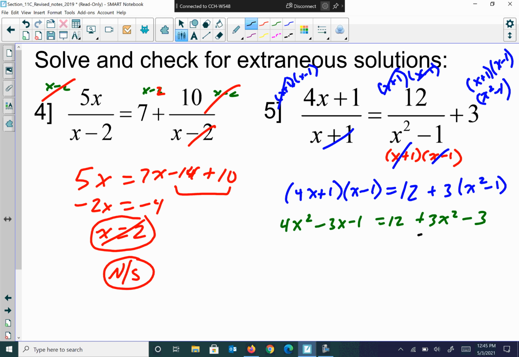Let's get everything on one side. So 3x squared, that's going to give me just x squared over here. 12 and 3, okay, so it's minus 3x. 12 and 3 is going to give me 9, so we're going to subtract 9.